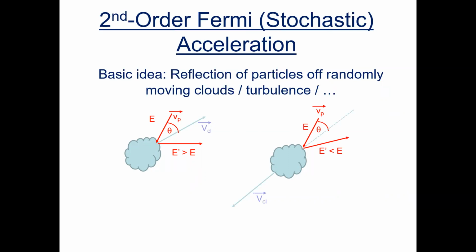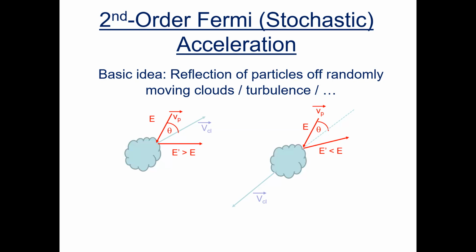Here we're talking about some scattering centers, let's call them clouds, that bounce the particles around. But the clouds are now not moving in a directed way or towards each other, but they're moving in just random directions. This same picture often applies to turbulence as well.